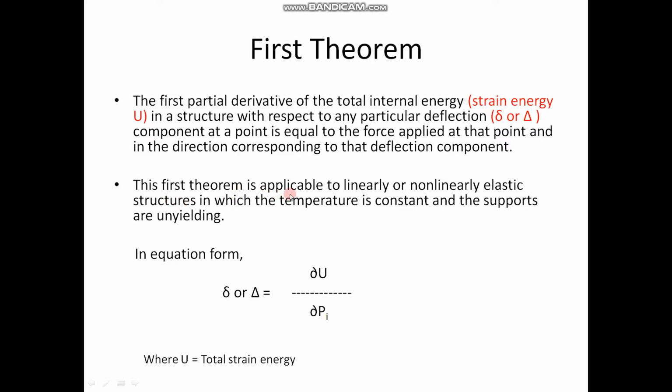This theorem is applicable to linearly or non-linearly elastic structures in which the temperature is constant and the supports are unyielding. This above mentioned theorem of Castigliano can be expressed in the form of an equation as delta, that means the deflection, equals the partial derivative of strain energy U with respect to applied load P.